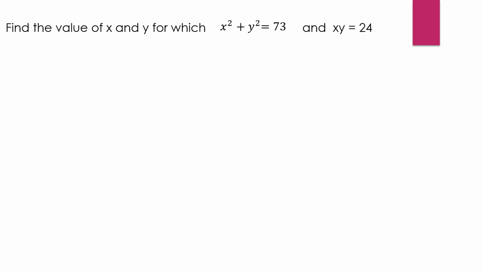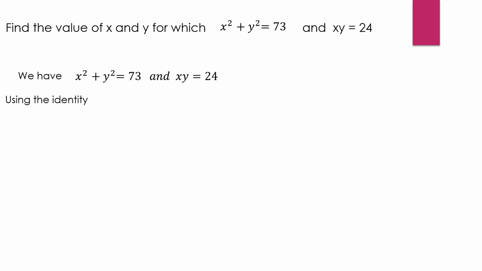Let's do another problem. Find the value of x and y for which x square plus y square equal to 73 and xy equal to 24. So, I think this question is easy for you. All of you, tell me the steps. Yes, we have x square plus y square equal to 73 and xy equal to 24 from the question. We need to find the value of x and y. Okay. So, do you know how to solve this? Yes, now you know how to solve this using an identity.